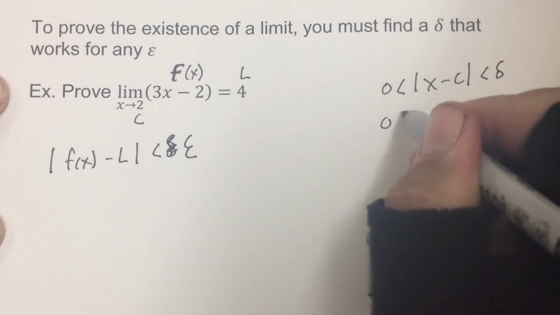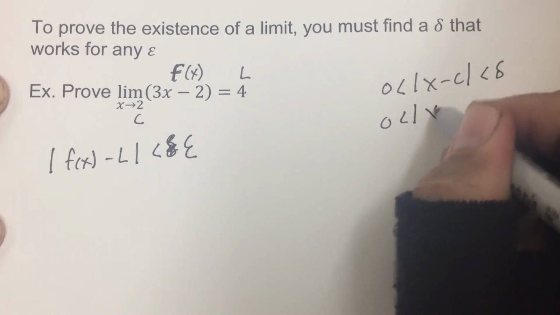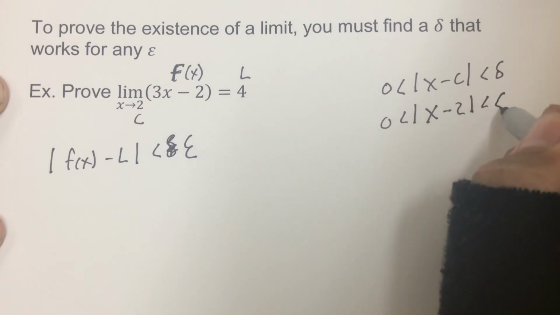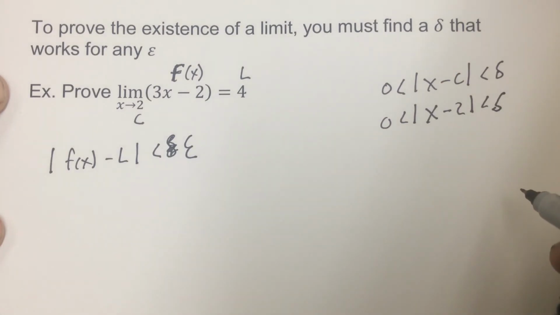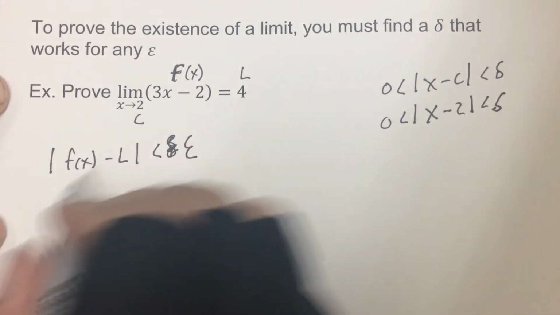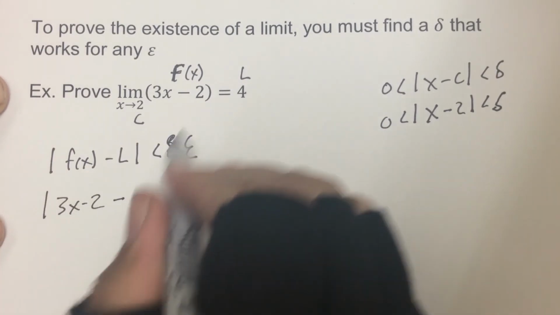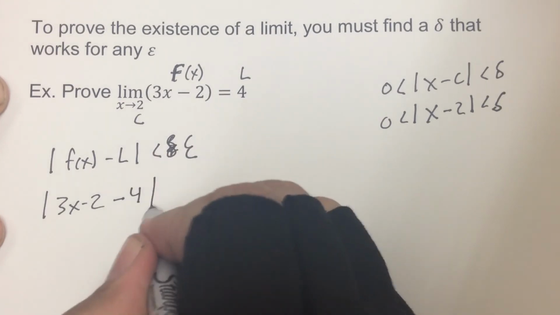So 0 is going to be less than the absolute value of x minus our c, which is 2, which is less than our delta. Here, f of x is 3x minus 2 minus our limit, which is 4.